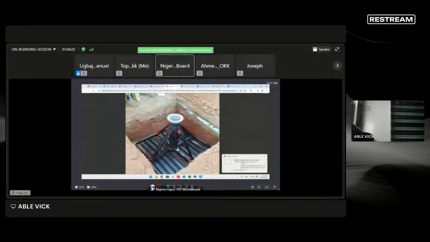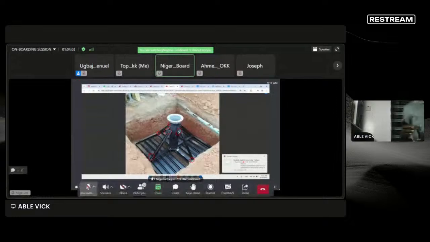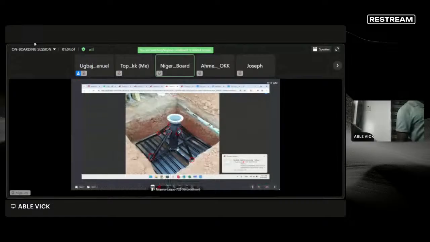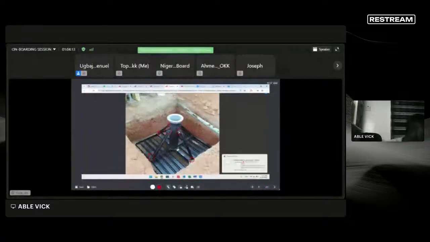Does anyone have any question regarding this part? Give me feedback. Then I'll move to the next part.